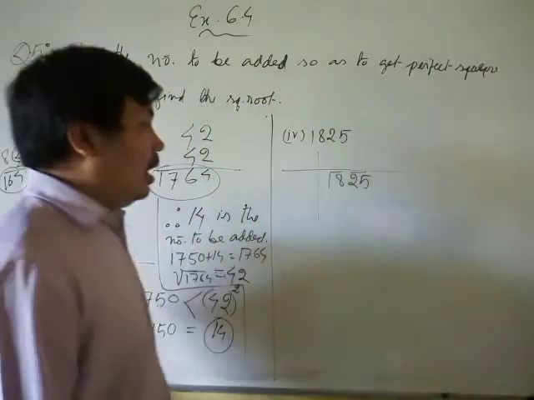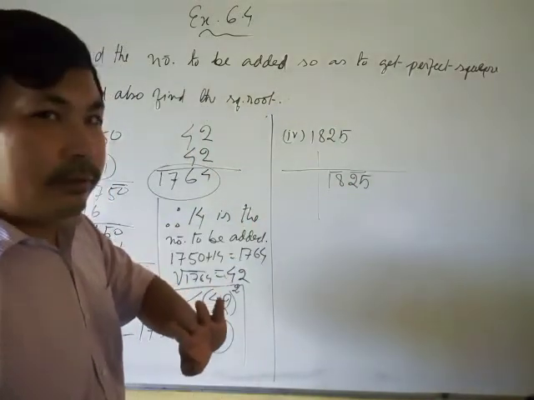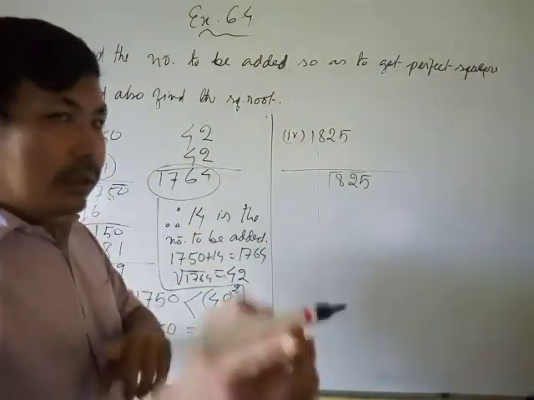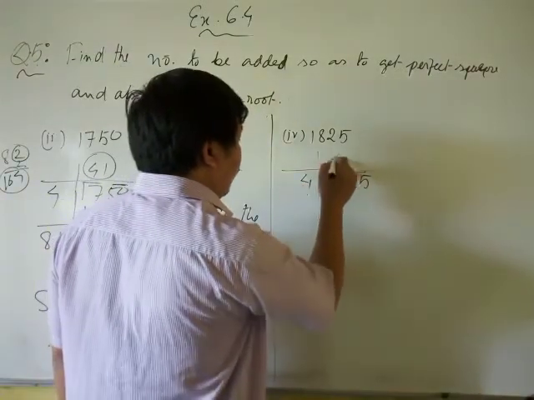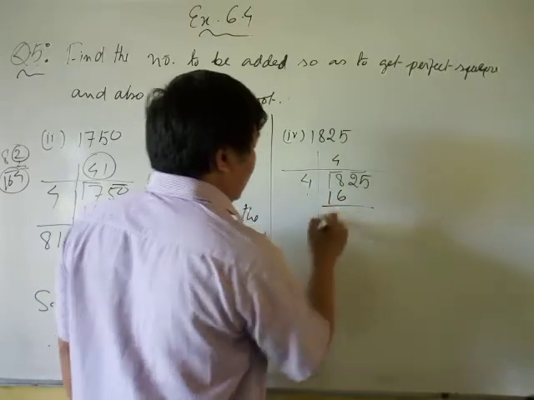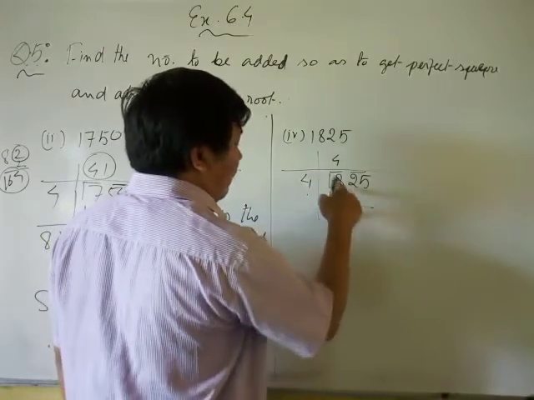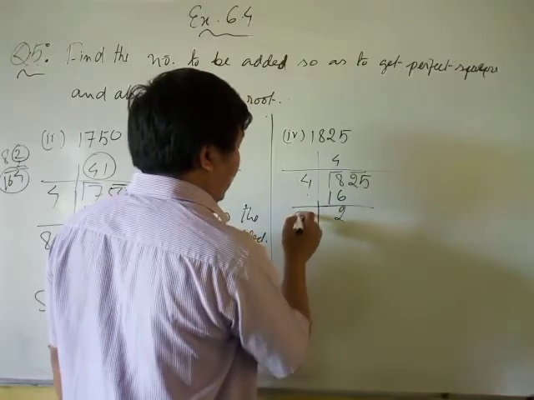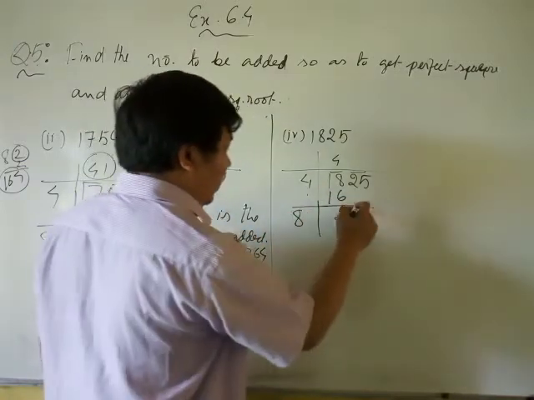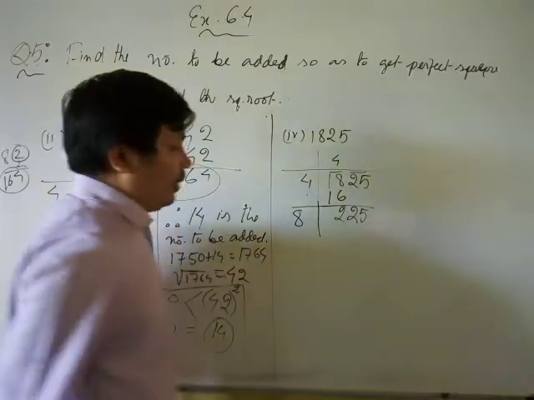Group. After grouping, we are getting here 18 as the first group. 18, whose number? 4 4s are 16. Then we get here how much? 2. Then what number will divide here? 4 2s are 8. It cannot be 25. We now here together. Yes.